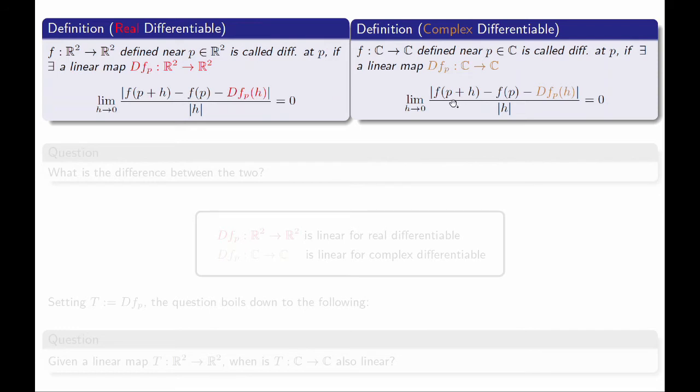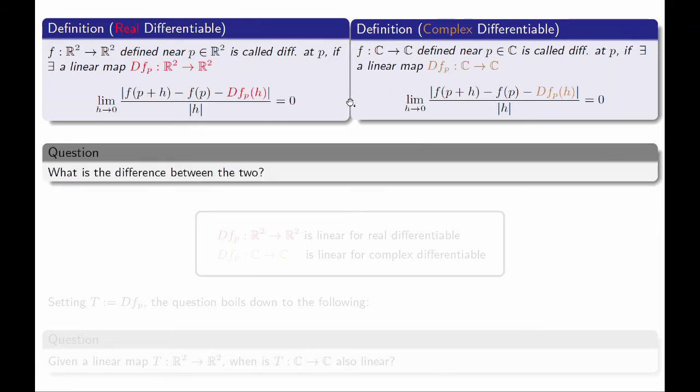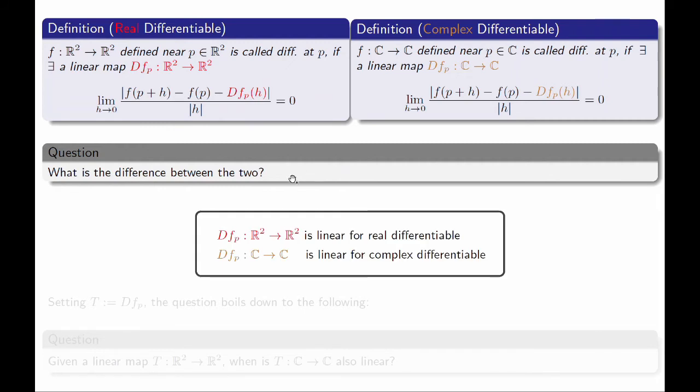Well, now we compare these two definitions. What is the difference between the two? This is the question we're trying to address and understand. And the answer is hidden in the following piece. So for real differentiability, df of P is a linear function from R2 to itself, and for complex differentiability, df P is a linear function from C to itself.